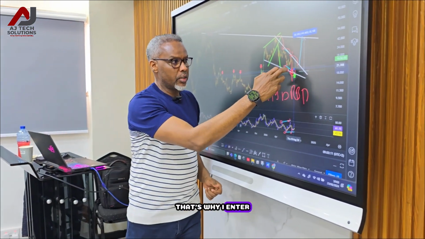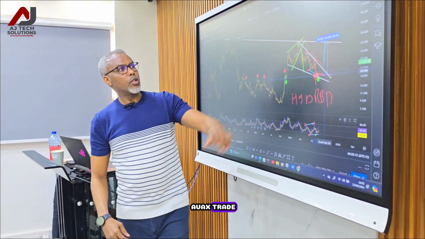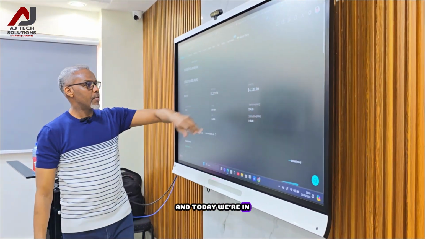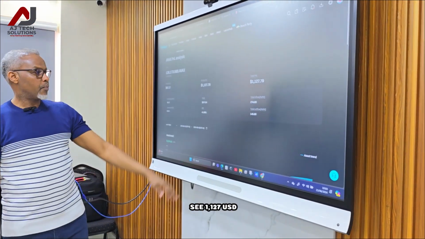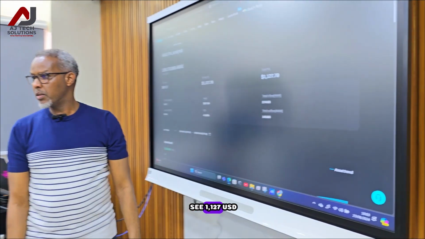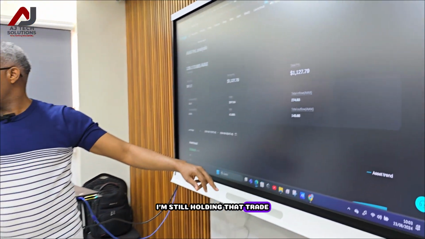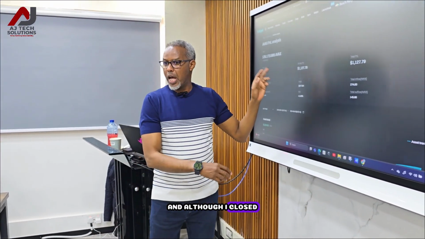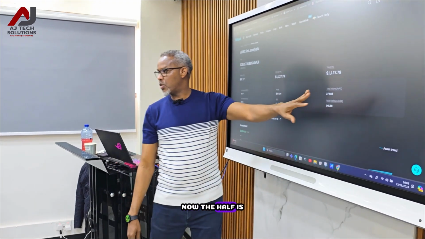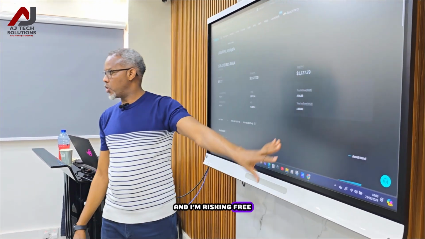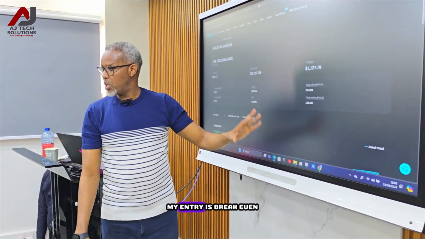That's why I entered the AVAX trade. And today we're in profit, as you can see, 1,127 USD. I'm still holding that trade. Although I closed half of it, the other half is still running, and I'm in a risk-free trade now. Okay, my entry is break even.